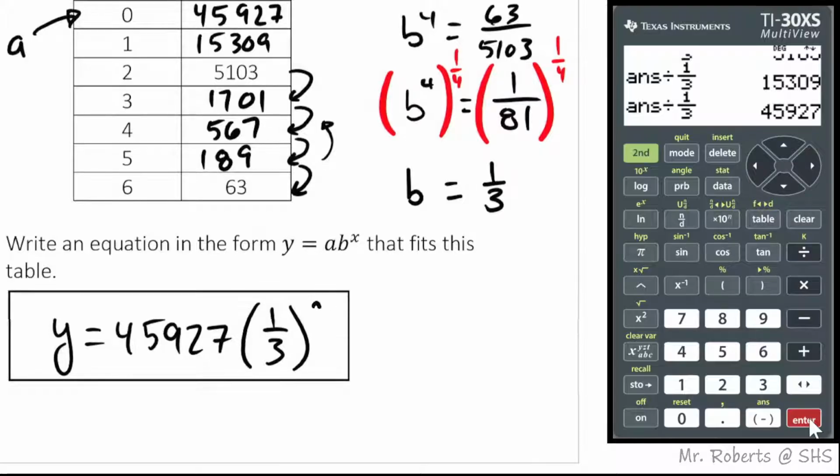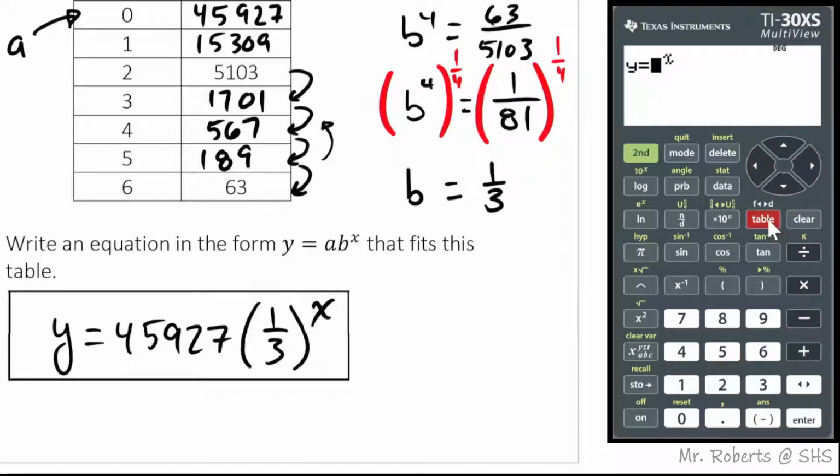And another thing that we have at our disposal is anytime I want, I could look at that as a table real quickly. Let me clear you. So I'll say 45,927 times, I'm going to grab this fraction 1/3. Oops, I always do that wrong. Let me delete that, get out of there, close it, and then raise that to the x power. So what's nice is I'm going to go with auto. I'm going to make it start at 0 and step by 1.